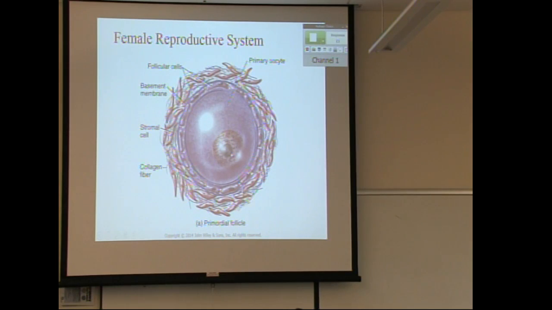So there's the oocyte. The follicular cells, those are epithelial cells because they secrete fluid, watertight barrier. And then outside of that is the connective tissue, which are stromal cells and collagen fibers. That's extracellular matrix.